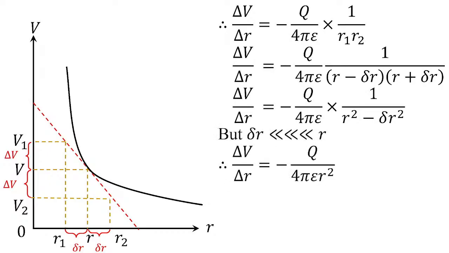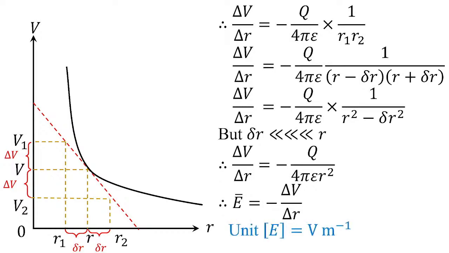When you see 1 over R squared, what is this there in the right hand side? Q over 4 pi epsilon R squared. What is it? Electric field intensity. So we can say electric field intensity is potential gradient. Is this clear? Right? Okay.